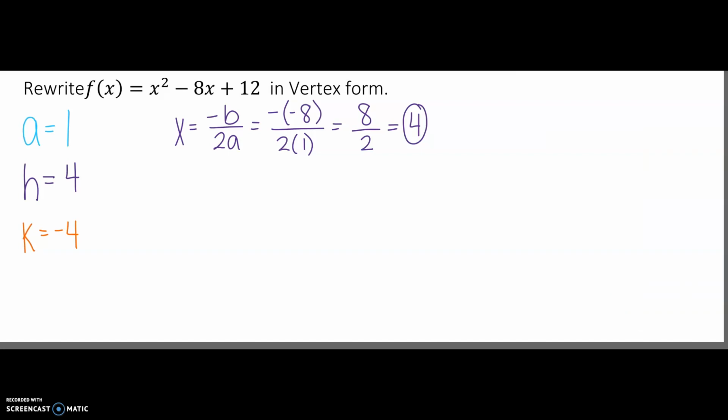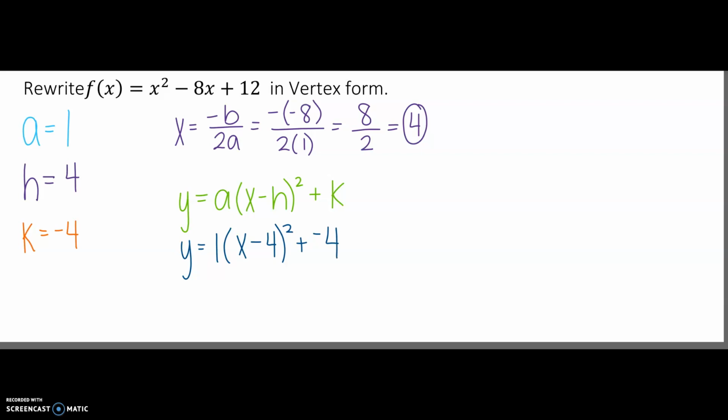So now all I need to do is rewrite my vertex form and plug it in. So y equals a(x minus h) squared plus k. So I plug in my a value of 1, (x minus h, which is 4) squared, plus my k value of negative 4. I'm going to clean it up just a little bit because I have a plus a negative number. I'm going to change that to y equals 1(x minus 4) squared, and then plus a negative changes to minus 4. And that will be my final answer.